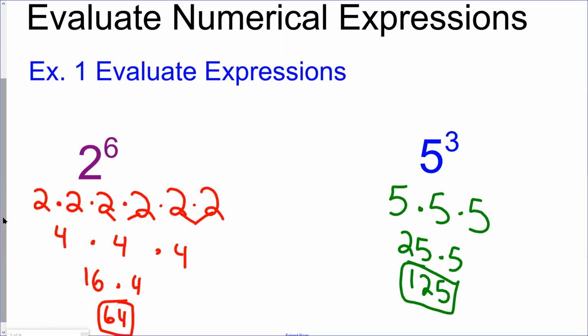All right. So this is how we evaluate an expression when we see these exponents. We write out what it means. 2 to the 6th power is 2 times itself 6 times. 5 cubed is 5 times itself 3 times. And then we solve.